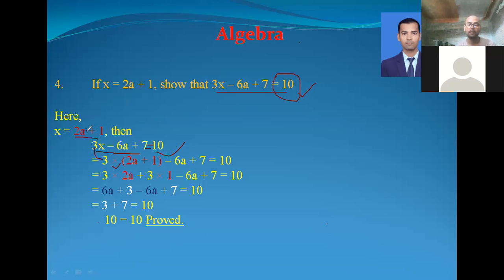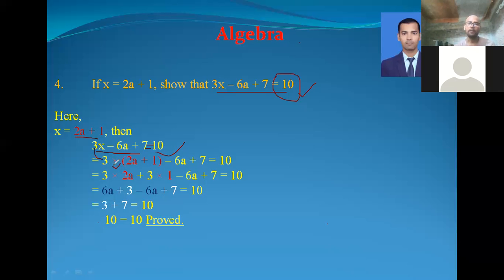And as we know, because we have learned the term and expression, you can see here between 2a and 1 there is the addition sign, and between two terms if there is any sign, either addition or subtraction, it forms an expression. That's why here we have written 2a plus 1 inside the bracket, then minus 6a plus 7 is equal to 10.